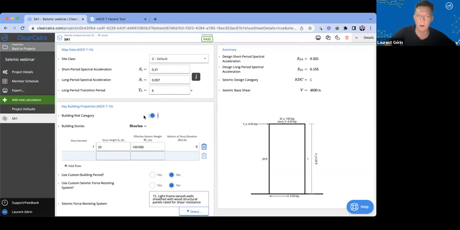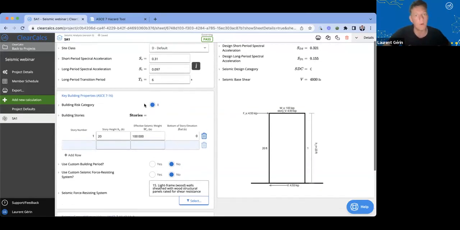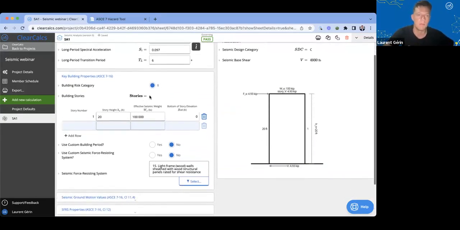Okay, next up, building risk category. Right now we only support building risk category 2, which is what applies conveniently to our one-story house. Let us know if you design them with other risk categories. What we've heard generally is that most of the stuff right now is risk category 2 for buildings in ClearCalcs, but let us know if you're doing something else. We'd be happy to add the other categories as well.